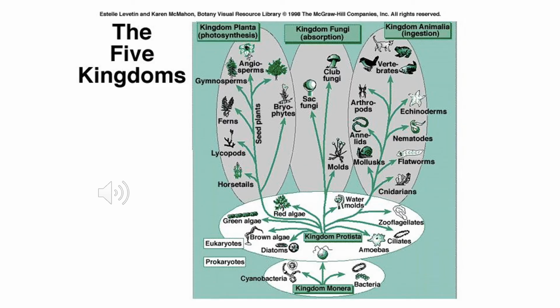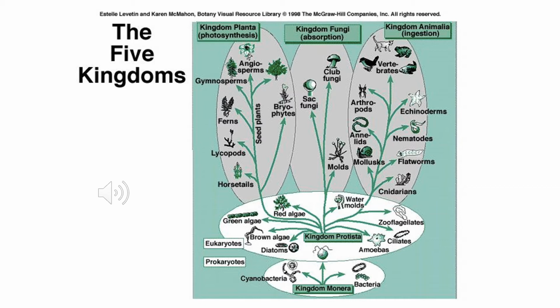All right, here you'll see there are 5 kingdoms. Our kingdoms are our plants, our fungi, our animals, our protozoa, and our monera. Monera are like our bacteria, and protozoa are like green algae, red algae, molds.